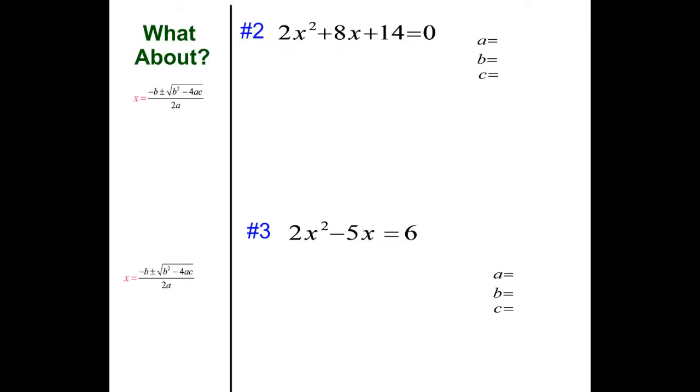Let's do a couple more here, some that may be a little bit trickier than the other ones. So first thing, let's label our a, our b, and our c. Our a for this one is going to be 2, our b is 8, and our c is 14. Let's plug in each piece we have.